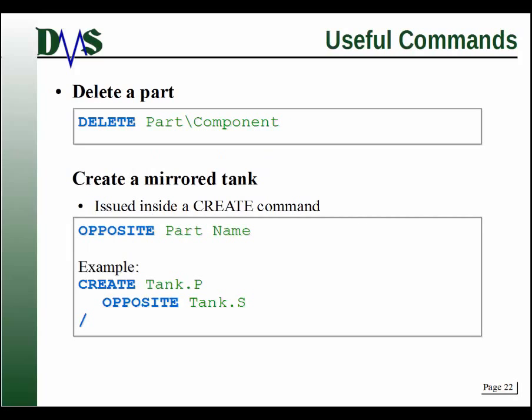Okay, I want to finish up with a few more useful commands for PartMaker. These are ones that you're just going to end up using to support things quite a bit. First off, deleting a part. That's with the delete command. And you can specify it as a part or as a component level. And then create a mirrored part.